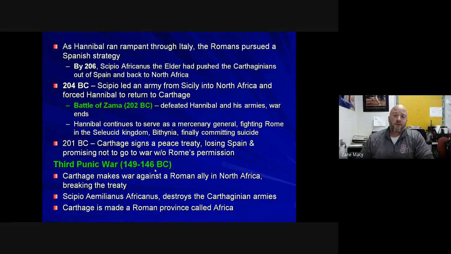So what the Romans do is they load up thousands of soldiers. They sail across the Mediterranean to the west, and they start attacking Carthaginian settlements in Spain. In 206 BC, I left the BC off there, but this is still centuries before the birth of Christ, Scipio Africanus the Elder ends up pushing the Carthaginians all the way completely out of Spain, because Hannibal can't get his army back across the mountains.